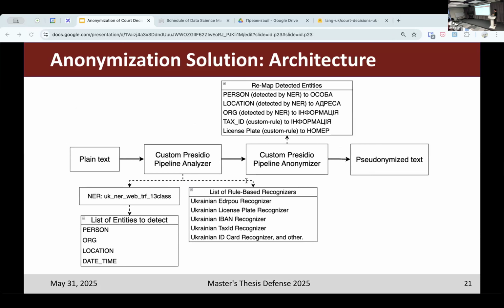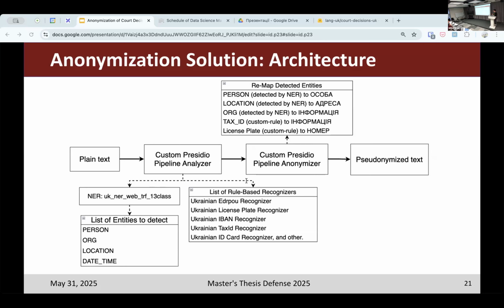Here's a quick overview of the anonymization solution. So you see it primarily consists of 2 steps. So the one is the analyzer, which basically detects the entities. And in this analyzer, we replaced an NER system, and NER is responsible for detection of person, organization, location, and date-time entities. And also there is a set of rule-based recognizers for Ukraine, for example, it's just some of them on the slide.